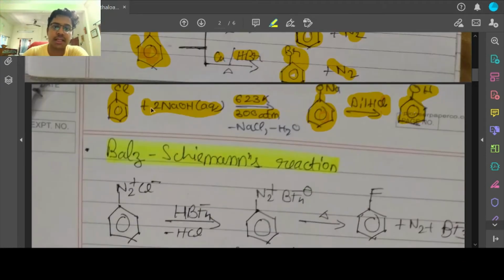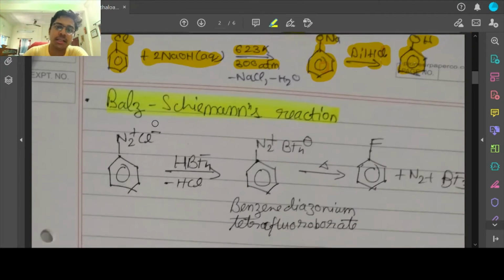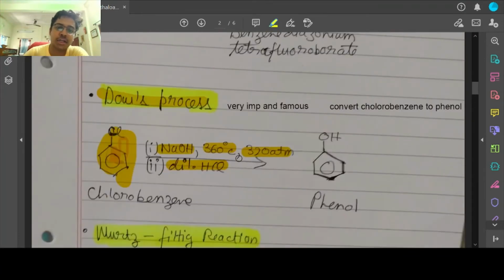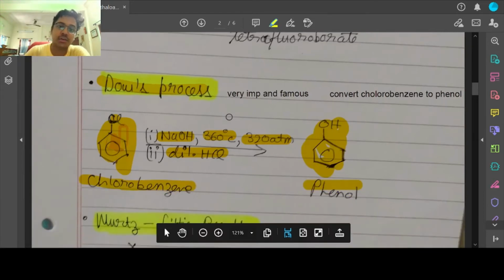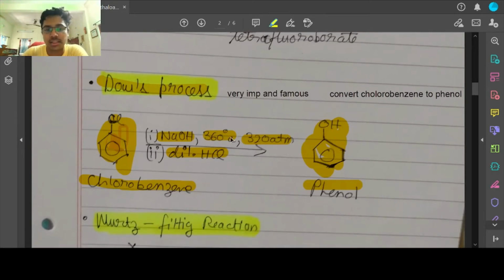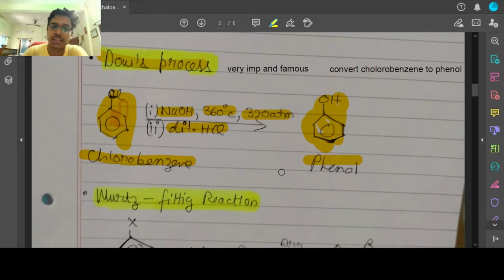Instead of writing this long thing, you are writing the entire thing under two points. The first reaction is NaOH at 360 degrees C and 320 atm. The reaction intermediate formed is treated with dilute HCl and it gives phenol. So chlorobenzene to phenol. This is important. This is the Dow process, and it is very, very important. Chlorobenzene, aqueous NaOH, 360 degrees C, 320 atm pressure, then dilute HCl gives phenol. You can also remember it by this process.